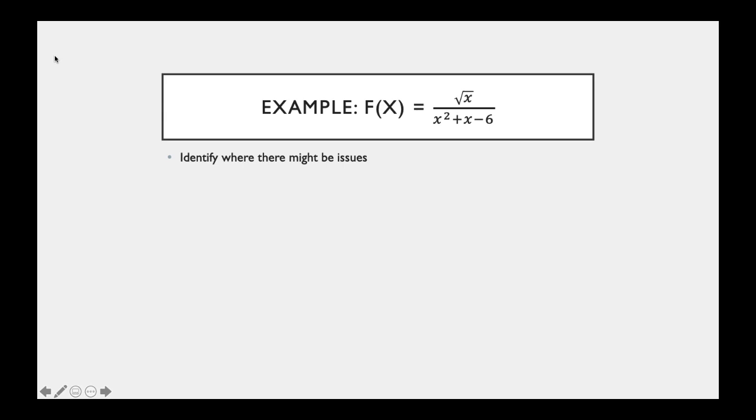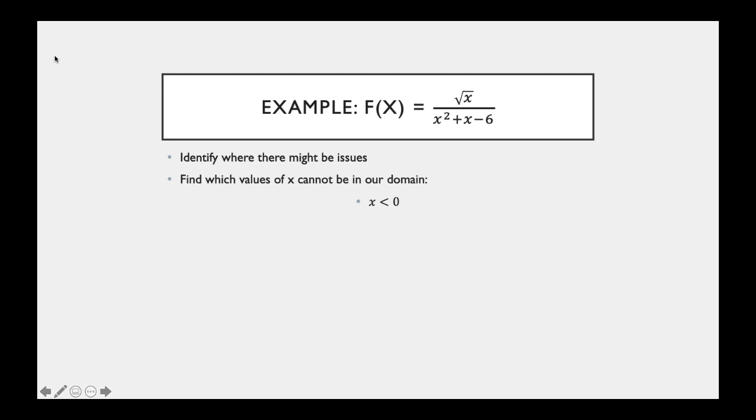We have f of x equals the square root of x over x squared plus x minus 6. We want to find where there might be issues. Our two issues were dividing by 0, so we can see that we have some x's on the bottom and that's going to cause some issues, or taking the square root of a negative number. Looking at the top, we have a square root, and we never want to take the square root of a negative number. The square root will be negative if x is ever negative itself. So x needs to be 0 or greater. Taking the square root of 0 is not an issue, as long as x isn't negative.